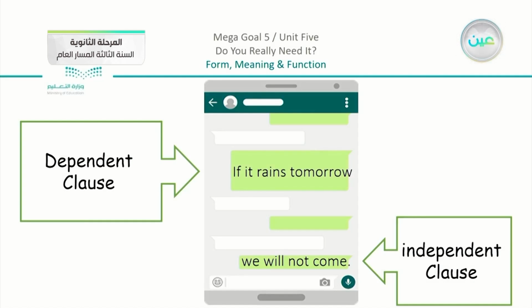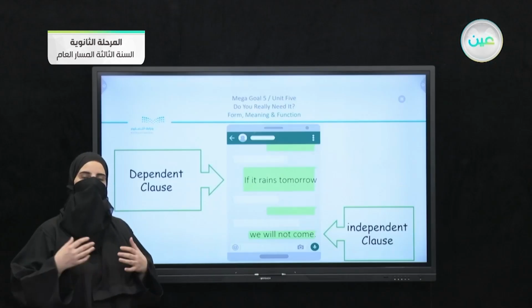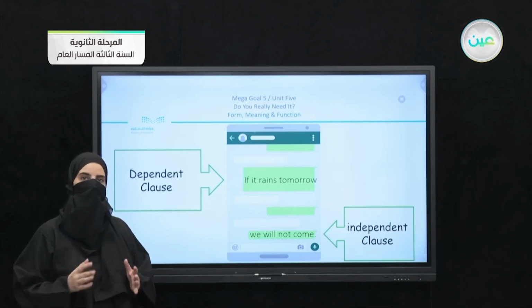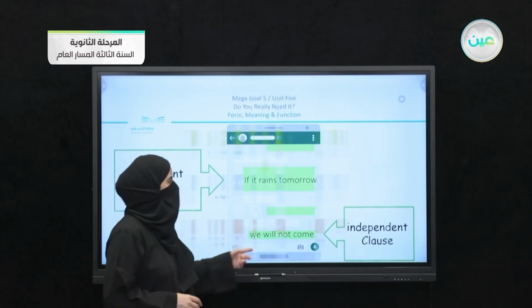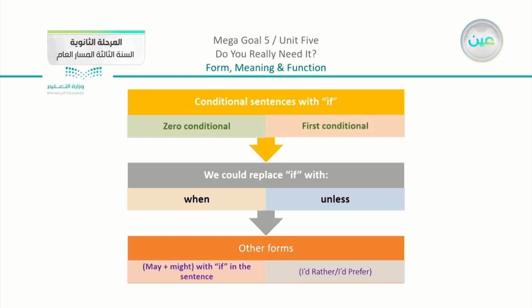Now we do have the main clause that is an independent part, or it gives you a complete meaning. And we have here the if clause is like the adverb clause. They are dependent clauses and they do not give a complete meaning by their own. So we're going to move on and see what we have here. You can see that we talked about conditional sentences with if. We took two types. We took the zero conditional and also the first conditional.